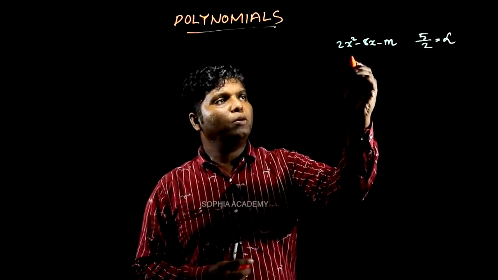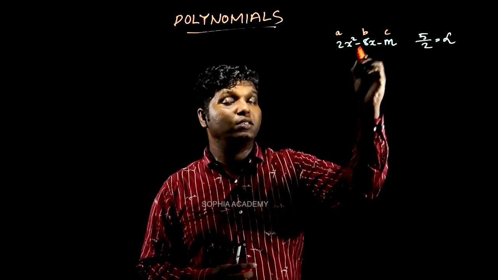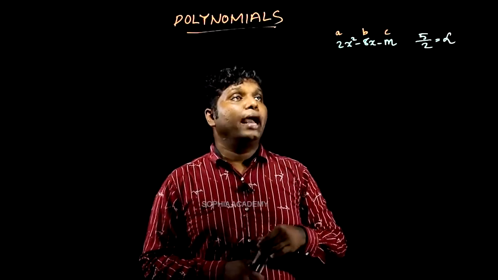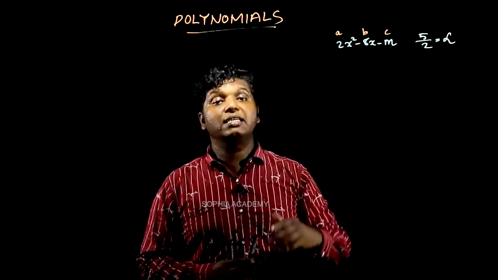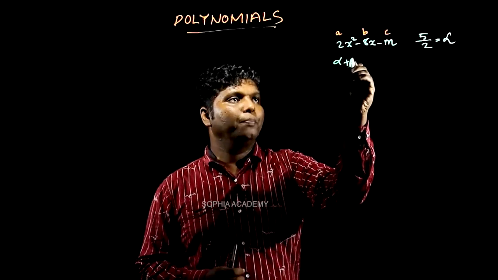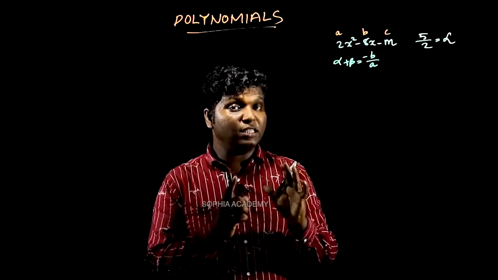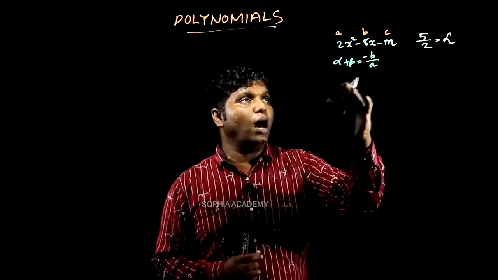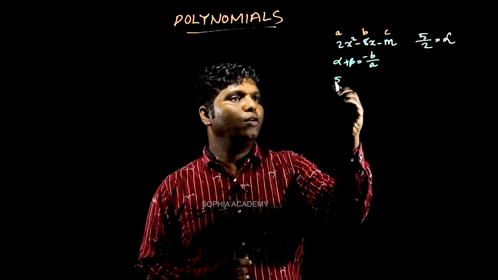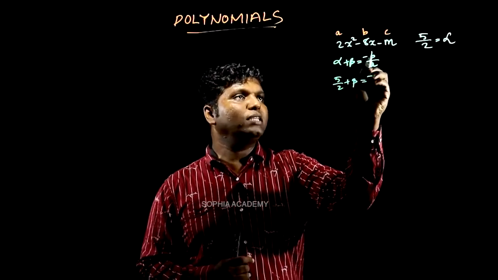So tell me, what about the sum of the zeros? This is what we call A, this is what we call B, and this is what we call C, right? And we know that here A is 2, B is minus 8 and C is minus m. So the sum of the zeros, alpha plus beta, is equal to minus B by A. This is the condition which we know. So minus B by A. So alpha plus beta. What is alpha? It is already 5 by 2. So we know that 5 by 2 plus beta is equal to minus of, what is the value of B?